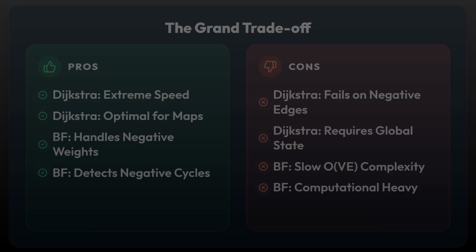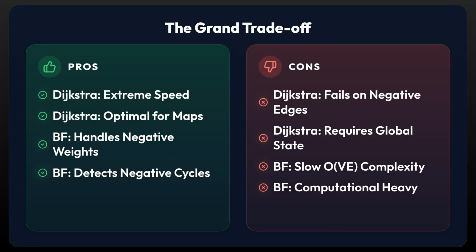In conclusion, the choice of algorithm depends on your constraints. If you have non-negative weights, like physical distances on a map, Dijkstra is unrivaled in speed. But if you are dealing with financial arbitrage, abstract costs, or distributed systems where you can't see the whole graph, Bellman-Ford is the necessary, rigorous choice.